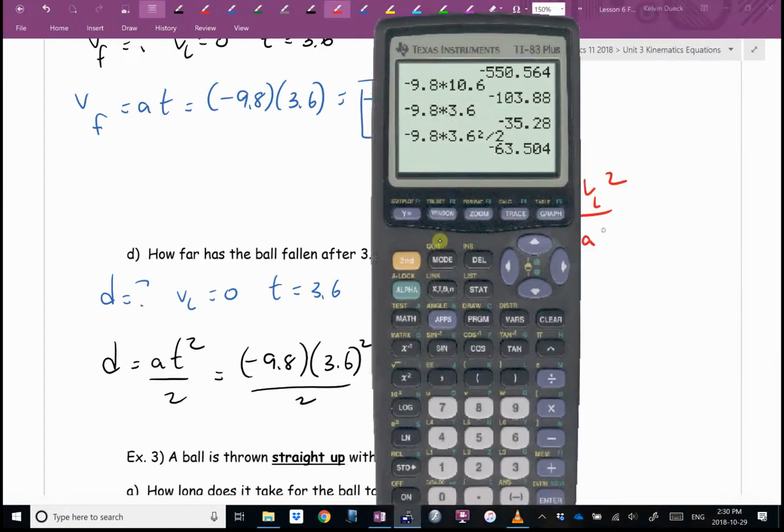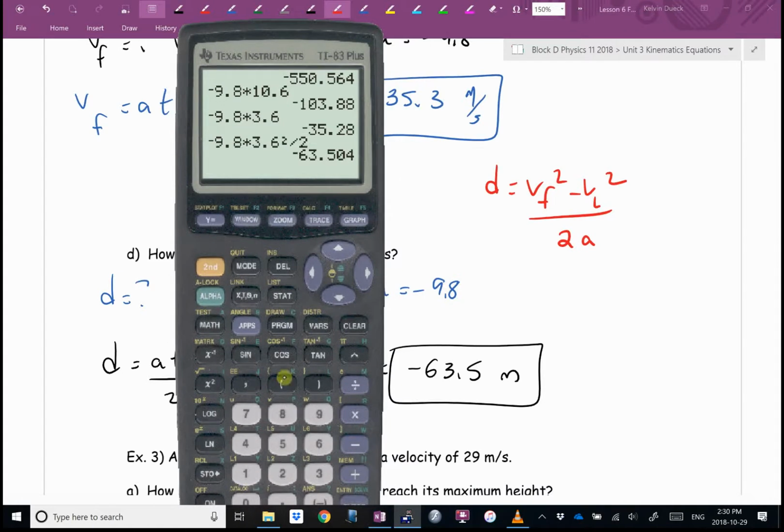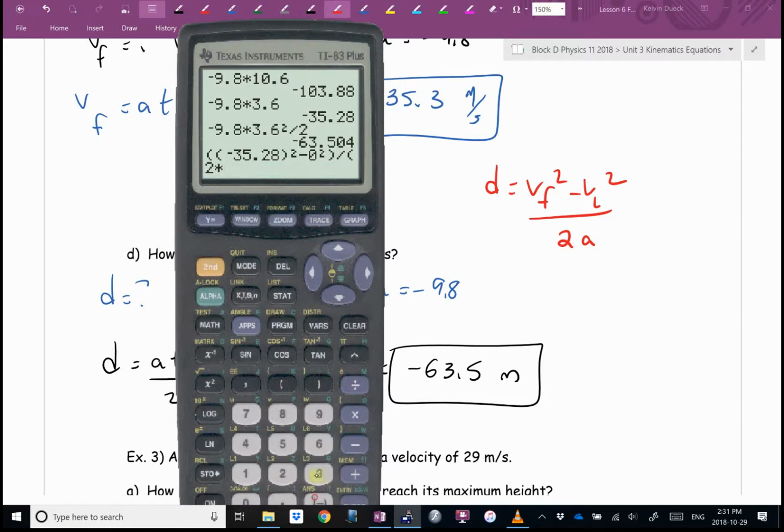You're already at a stage now where you're often going to have more than one method at your fingertips. So if I go 35.3 squared, you know what? Wait a minute. It wasn't 35.3, it was negative 35.28. I'll use the whole thing. Squared minus, what was VI? 0 squared divided by 2 times negative 9.8. It would be really cool if I also got negative 63.504, and then I know, holy smokes, both answers have to be right. That's a good habit to get into when you're writing tests. Before you hand the test in, try solving for it another way. Can't be a fluke if you get the same answer both ways.